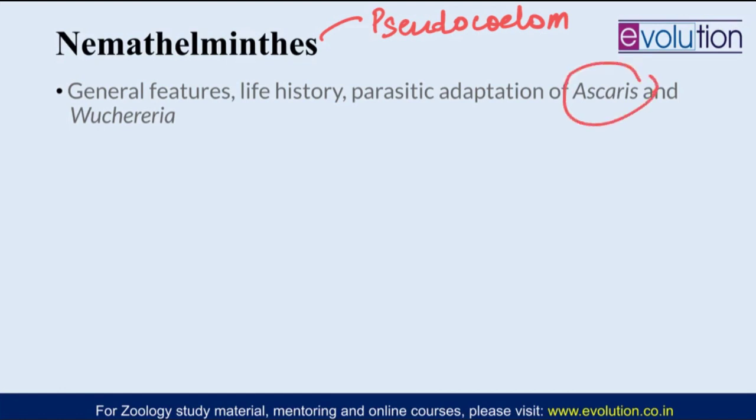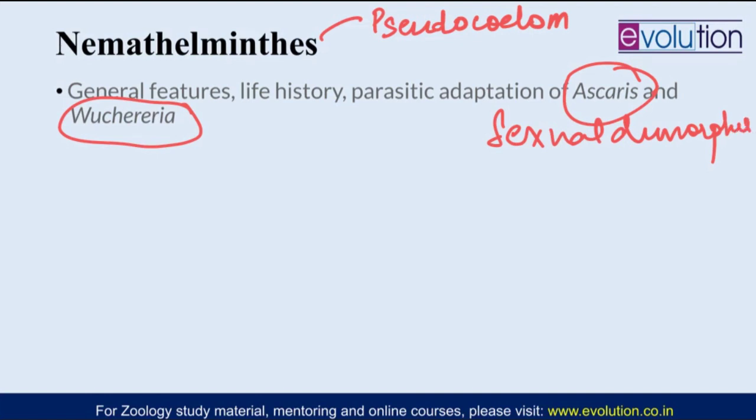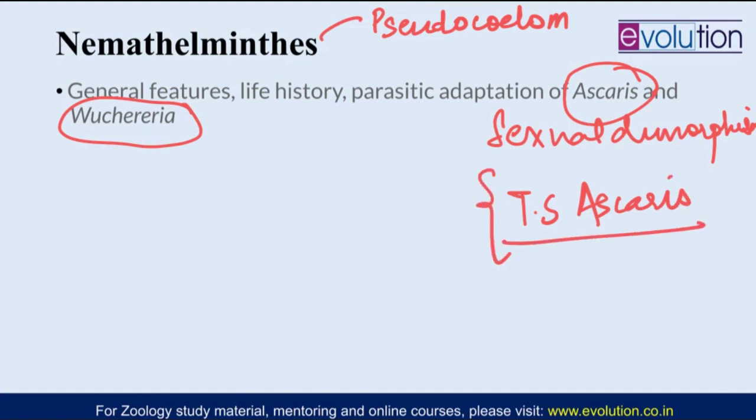One is the Ascaris and the other is Wuchereria, which is a filarial worm. So general features of Ascaris and Wuchereria, life history and parasitic adaptations you have to deal with. Also here sexual dimorphism is very important. Females are generally larger in size and males are smaller in size, and reproductive system of both is also very important. Transverse section of male and female Ascaris diagram has been asked as a question in exam, so you have to keep that in mind, that you have to prepare TS of Ascaris, male as well as female. Reproductive structures of both of them are also very important.